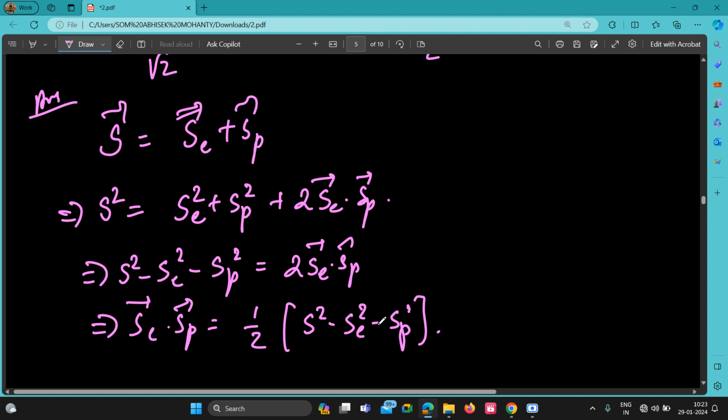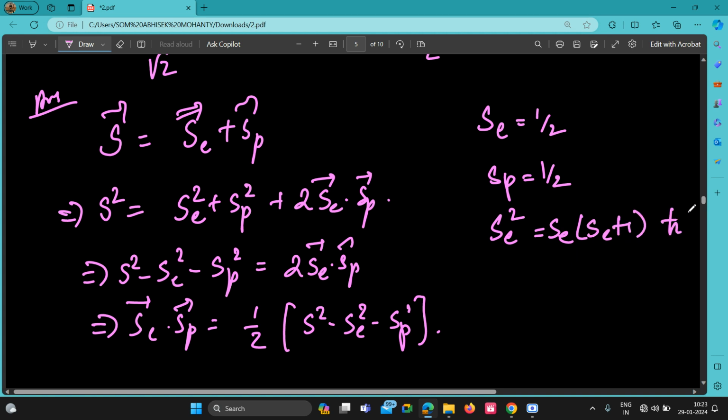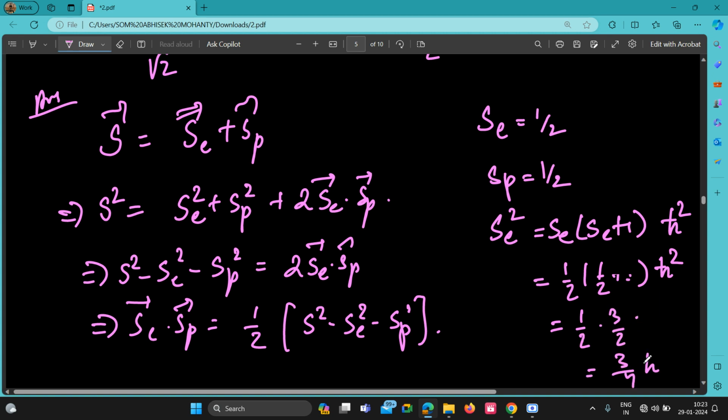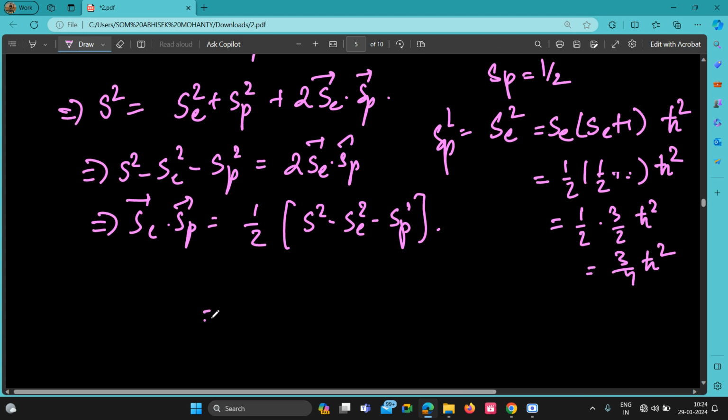Now, the spin of electron is half and the spin of proton is half. Se square is Se into Se plus 1 h cut square, that is half into half plus 1, which is half into 3 by 2, that is 3 by 4 h cut square. The same holds for Sp square. So we put it here: half S square minus 3 by 4 h cut square minus 3 by 4 h cut square.